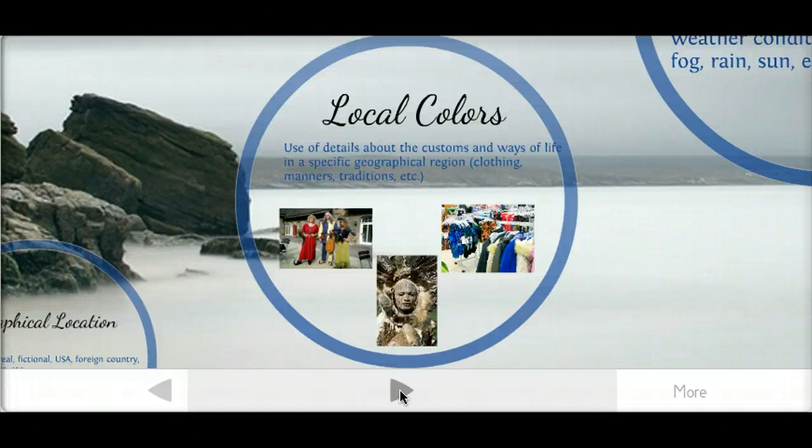So I have a couple pictures here for an example. In this picture you see winter coats right next to bathing suits. An example of local colors would be in Arizona in the summertime. We are not accustomed to wear winter coats because we would die of heat exhaustion. Whereas in the winter in Ohio, if we were to wear a bathing suit, we would freeze to death. So those are some examples of local colors.